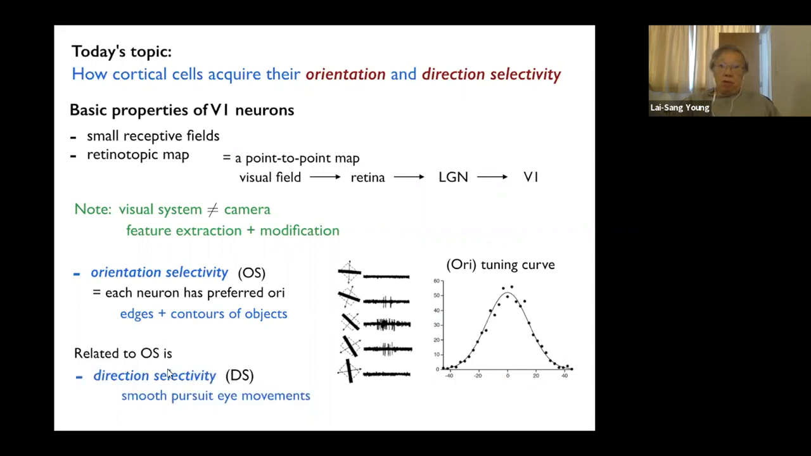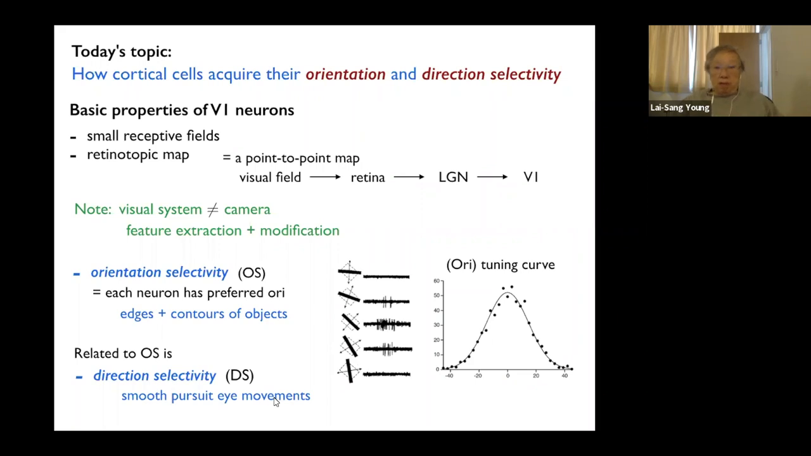And related to OS, which is orientation selectivity, is direction selectivity, DS. DS refers to the ability, so this neuron likes this 45 degree bar. But if you take this bar and move it from this way to that way versus from that way to this way, it will strongly favor one direction. It fires a lot when it goes in one direction, but not from the other direction. So that's called direction selectivity.